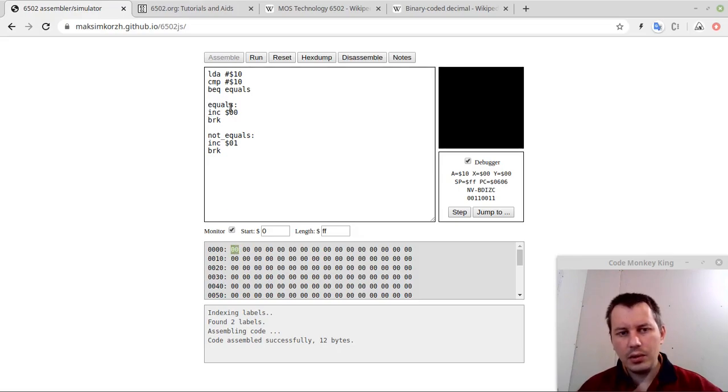Okay, so the next step, branch to equals, and now it should increment the first element. Let's see again, I just want to inspect. We can see how the program counter is different.